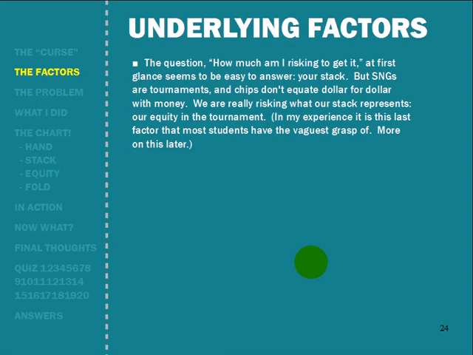Sit and goes are tournaments, and chips don't equate dollar for dollar with money. As you know, if you have any experience in sit and goes, each additional chip you gain or add into your stack is worth less than the chips that you already had in your stack to begin with. So there's sort of a marginal decreasing utility for chips, if you know that phraseology from economics. And so we're not really risking our stack so much as we're risking what our stack represents, and what our stack represents is our equity in the tournament.